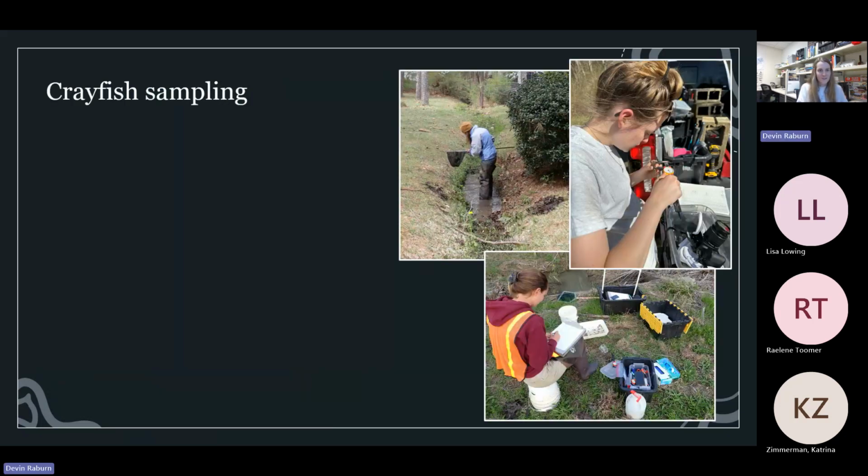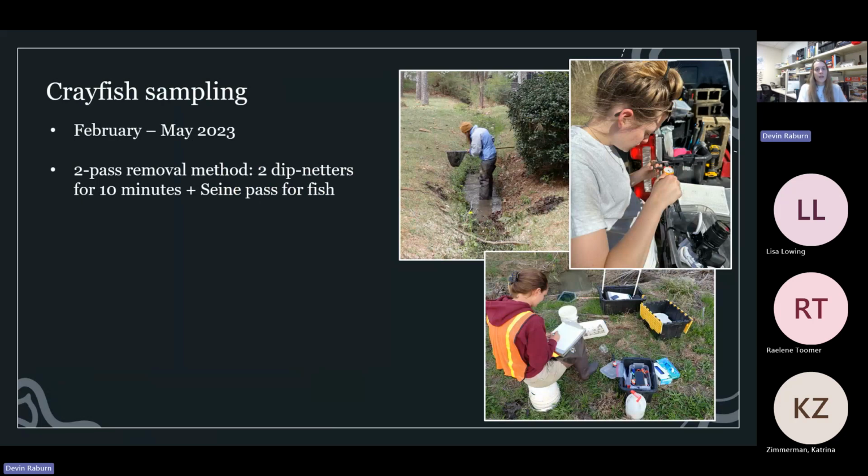So in order to do that, of course, we had to sample for crayfishes. We did this from February to May of 2023, the wet season or the rainy season in Mississippi, when our rivulet crayfishes were out and breeding and foraging in the open water. And we used a 2-pass removal method with 2 dip netters for 10 minutes, and we did a seine pass for fish.